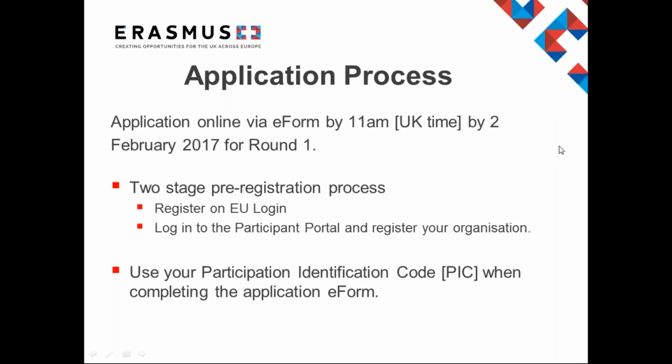When registering for a PIC number, please check that your organisation is eligible for Erasmus Plus funding. Details of eligibility can be found in the 2017 programme guide and also with the UK National Agency's Guide for Applicants. Please note that both the applicant organisation and any partners that are involved in the project must have registered on the portal and obtained a unique PIC number.